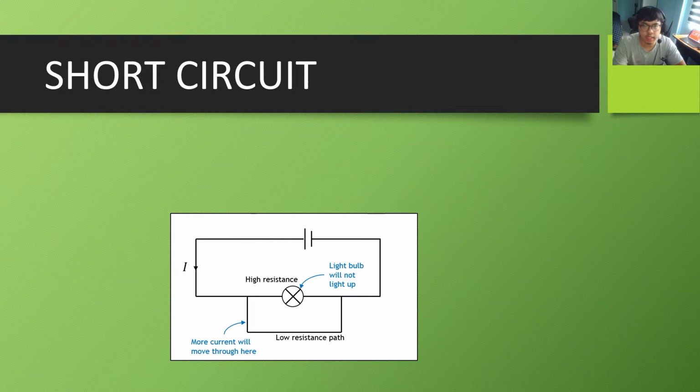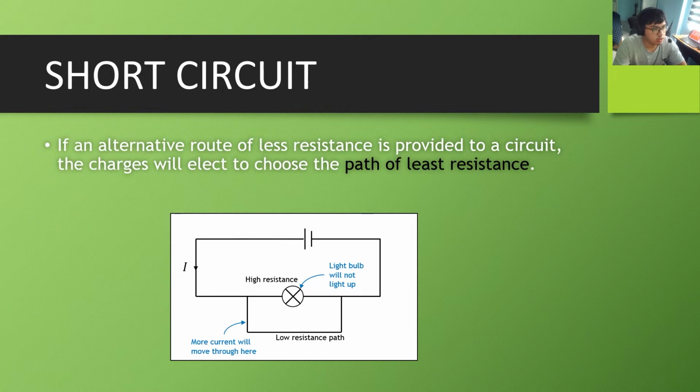Now, this is something different. This is something extra to what we're planning to do in this video lesson. I do not know where to put this part of the topic, so I'm just going to put it at the end of this lesson here. And this is something that's called short circuit. So you probably heard of this before. So what happens during a short circuit? If an alternative route of less resistance is provided to a circuit, the charges will elect to choose the path of least resistance. Hence, a short circuit is created.